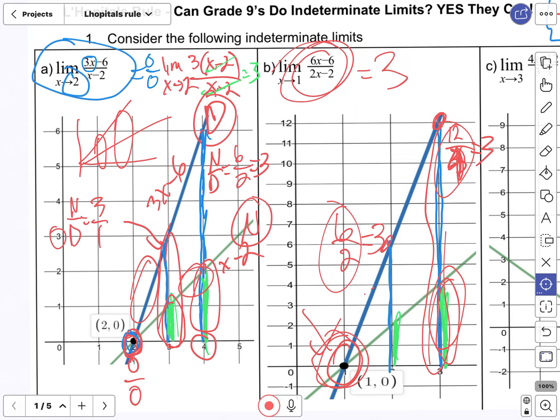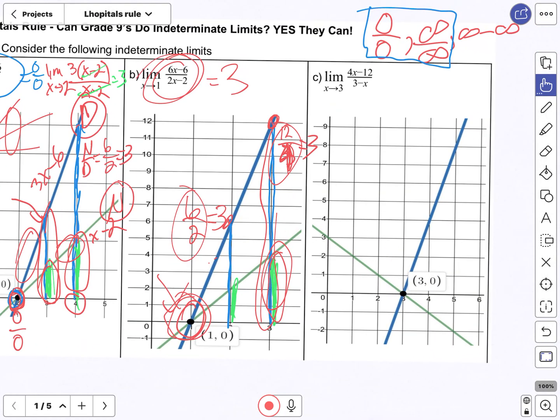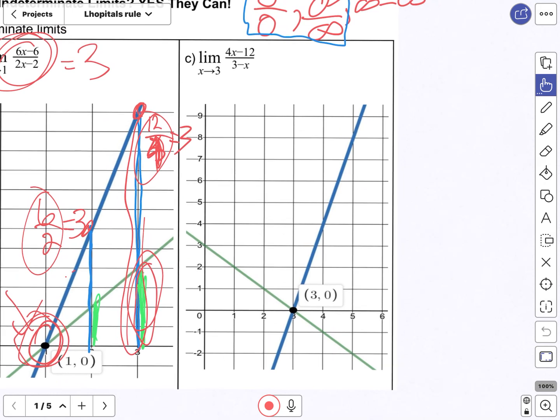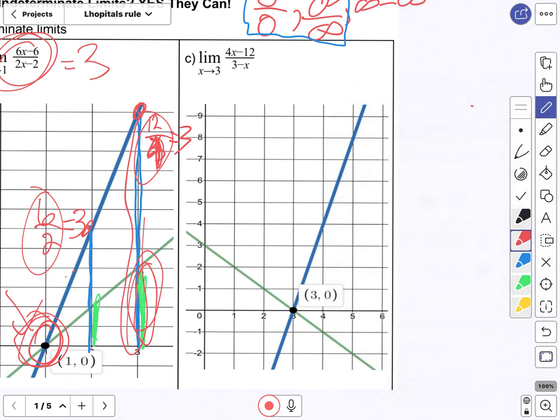Let's do one more. So we're going to do 4x minus 12 over 3 minus x. Now, we know again for this one, if we did that limit by factoring, we would end up with 4 over negative 1, which would be negative 4. But how would the grade 9s approach it? Well, they would know that if they tried 0 over 0 in their calculator at x equals 3, they wouldn't get anything. It would just be error. But let's see what happens as I move away from that point.